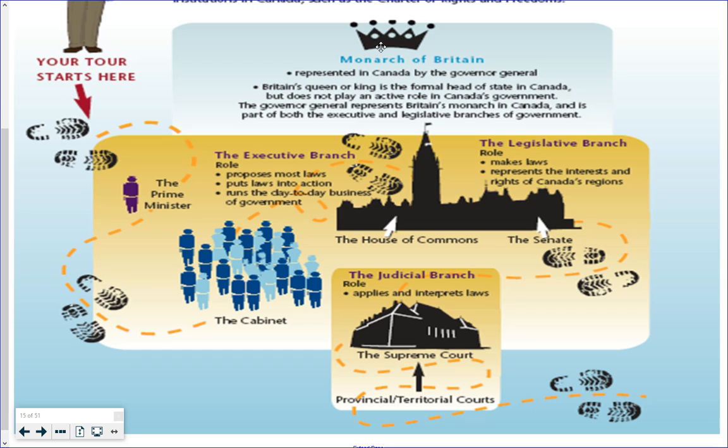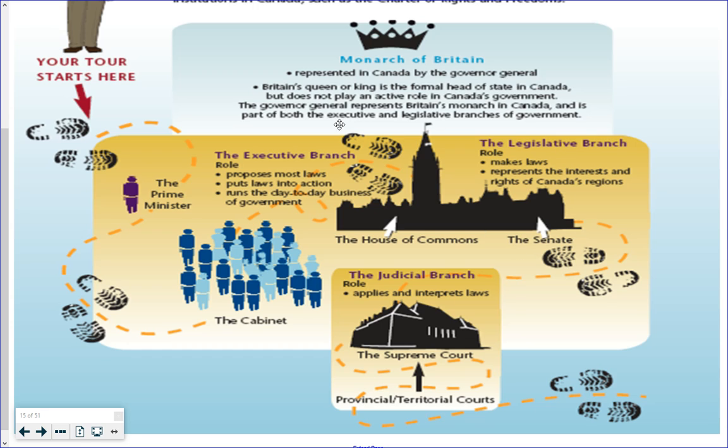You got the monarch, you got the governor general, you got the prime minister, you got the cabinet, and you have the civil servants. The second branch is the lawmaking branch, the legislative branch. They make the laws. They represent the interests and rights of Canada's regions. When we think of the legislative branch, we think of the two houses, the House of Commons, which is elected, 338 of them. And then we think of the appointed Senate, 105 of them.